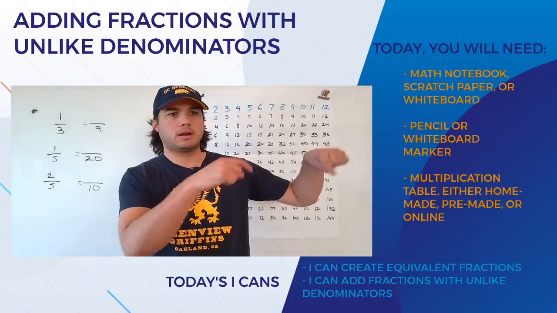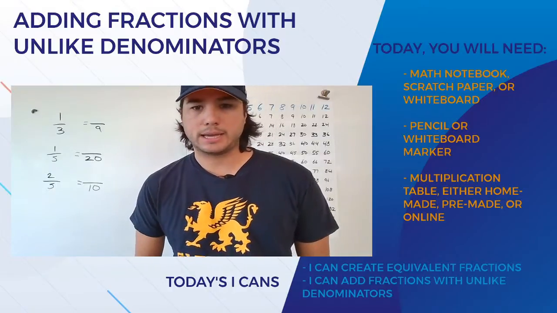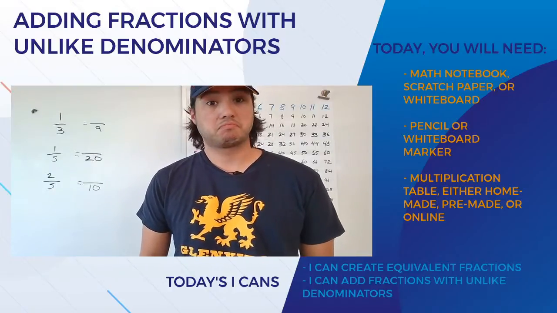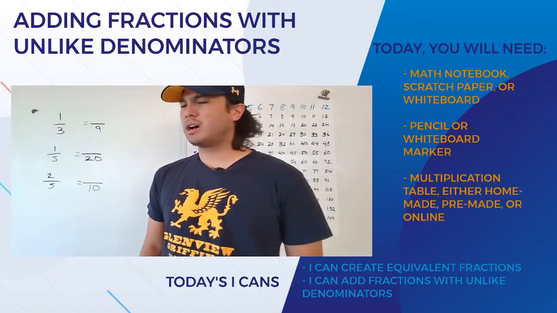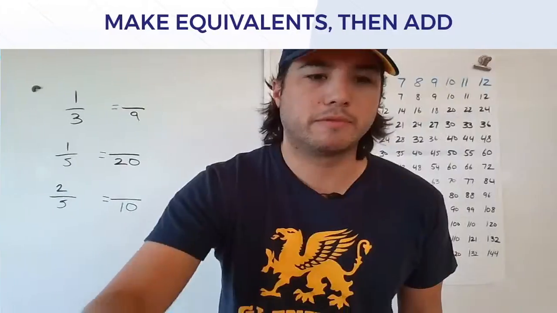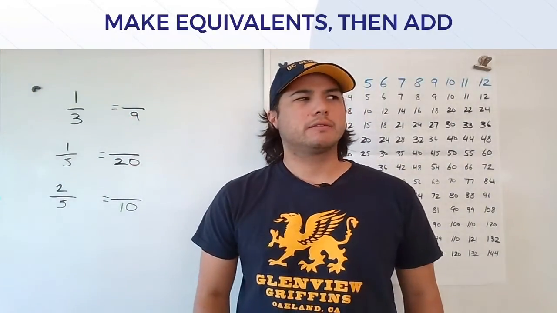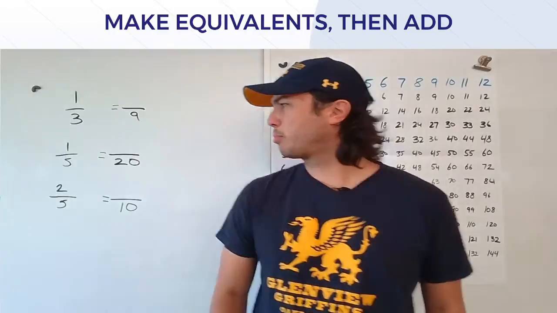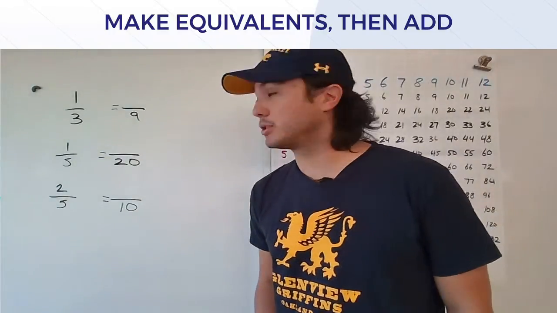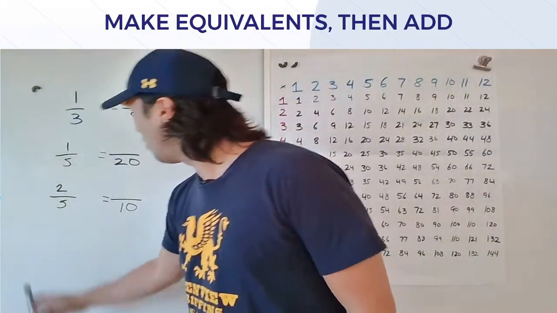Our teaching points are down here, our I cans today. They say I can create equivalent fractions and I can add fractions with unlike denominators. All right, let's get into it. Before we really start with adding fractions with unlike denominators, let's do a little practice in making equivalent fractions. So here's our 3 practice problems up here.